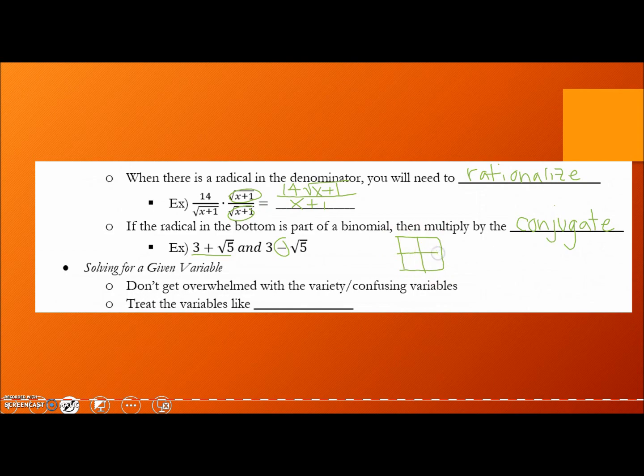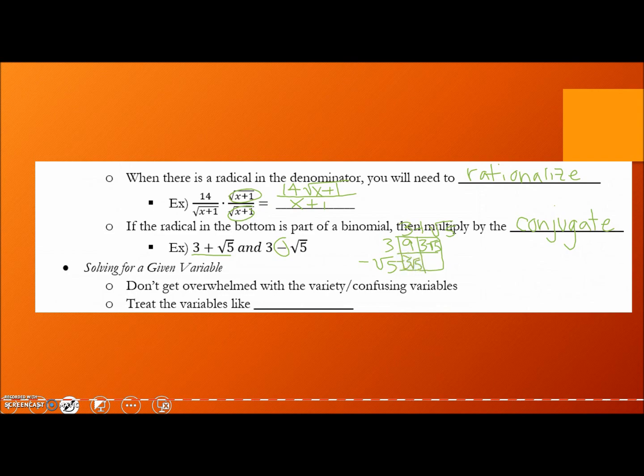I'm going to use the box method. So I put 3 plus radical 5 up top, 3 minus radical 5 down the side, and I'm going to multiply them together. In that first box, I do 3 times 3, that's 9. The second box, I do 3 times the radical 5, that's 3 radical 5. The next one, I do 3 times negative radical 5, that gets me negative 3 radical 5.